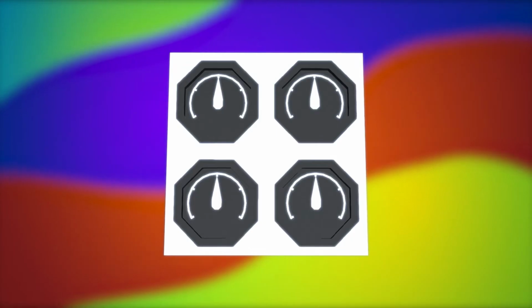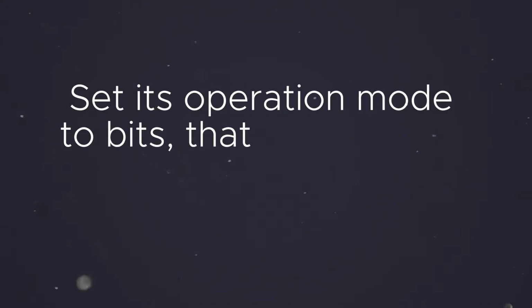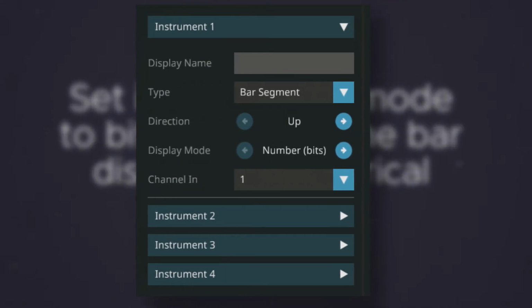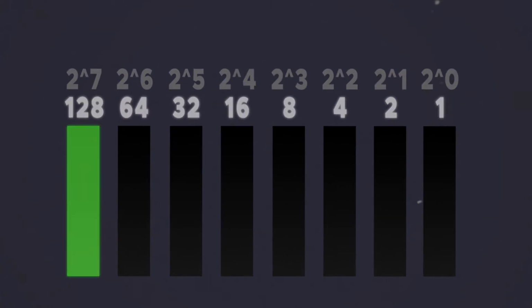The first thing you want to do is set up an instrument panel block with a flip switch and a bar segment. Set its operation mode to bits, so that way the bar displays a numerical input in binary. Starting from the right, the first column will activate when the number input is 1, or 2 to the power of 0. The same pattern increases all the way up the 8 segments until 2 to the power of 7, or 128. We can't stop there if we want to activate the whole display.